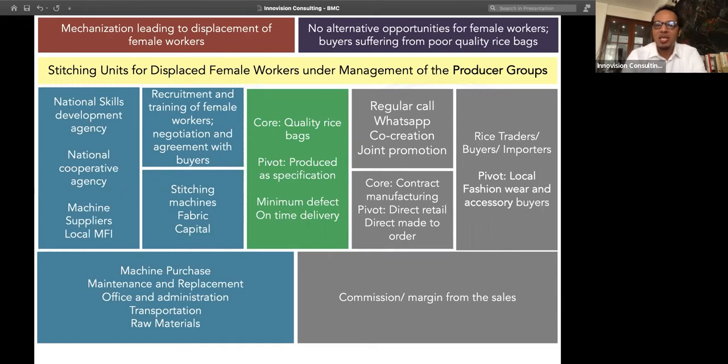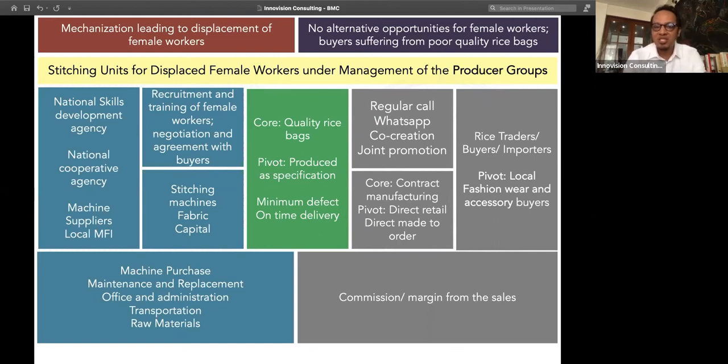Now, the value proposition, quality rice bags, is straightforward and connects to the pain of the buyer, that is, poor quality rice bags. The assumption here is that if the producer groups are able to solve that pain, then that will allow them to stitch more rice bags, and stitching more rice bags equates to having more female workers employed because there is more demand. So that is salient on the backside, the impact, and we will connect the impact later. But let's focus on the value proposition here.